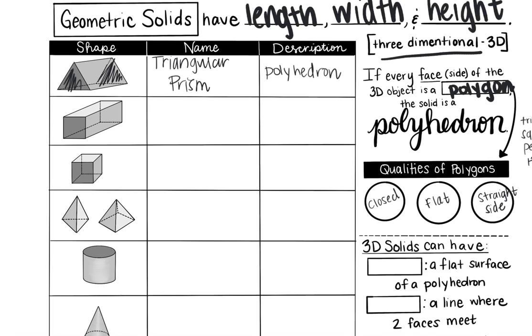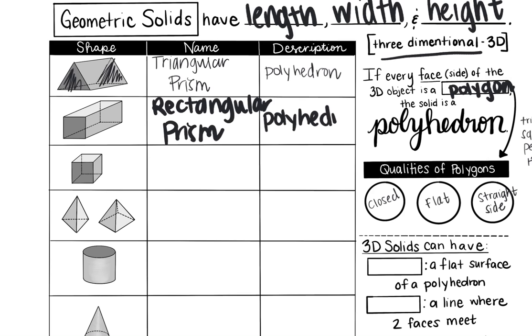Okay, let's keep going. The next one that we have here is a rectangular prism. Looking at it, I can see all the faces are either a square or a rectangle. So this is still a polyhedron. I don't see any curves. I don't see any circles. So I say it's a polyhedron.